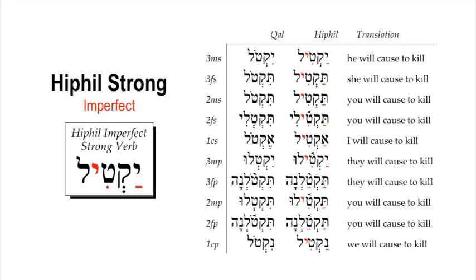The pathach under the preformative consonant is the diagnostic feature of the Hiphil imperfect, in addition to the stem vowel hireq yod or tsere. Once you know those particular diagnostic features, identification of the Hiphil imperfect is relatively easy. Having covered the perfect and the imperfect, let's move to the imperative.